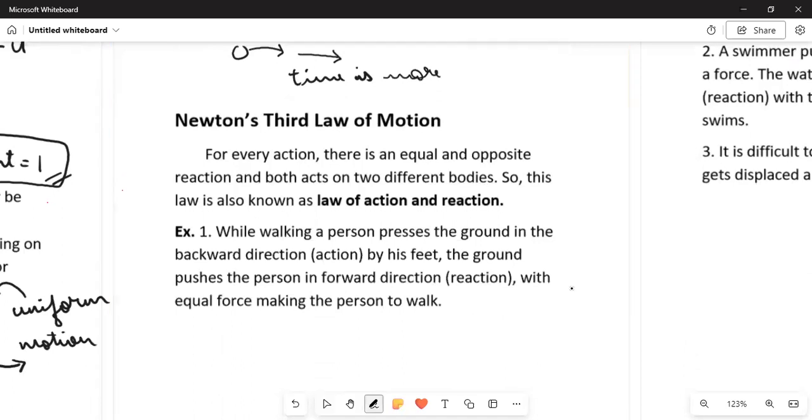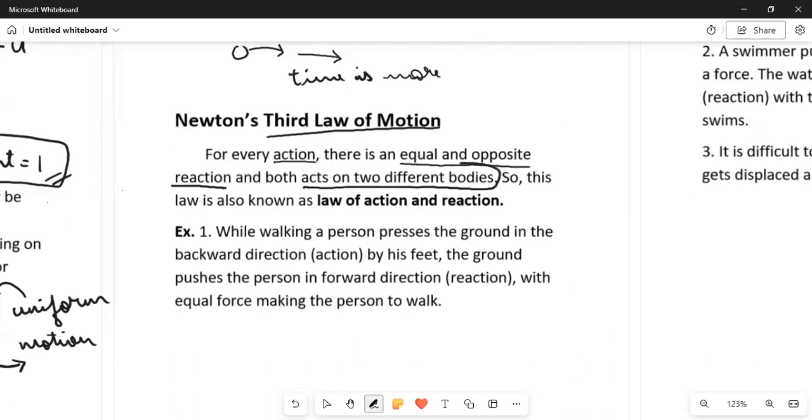Now see, we'll now be starting with our Newton's third law of motion. It states that for every action, there is an equal and opposite reaction. There is an equal and opposite reaction, and these both mean what? This action and the reaction act on two different bodies.